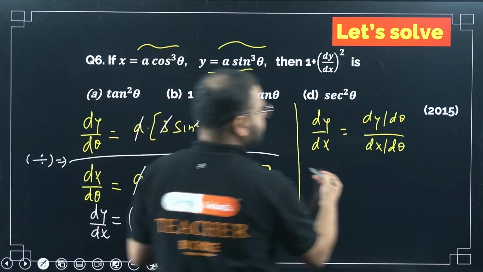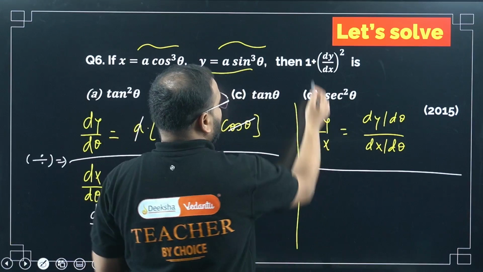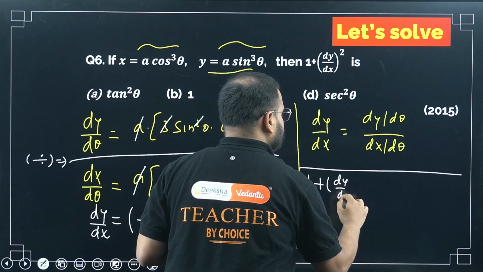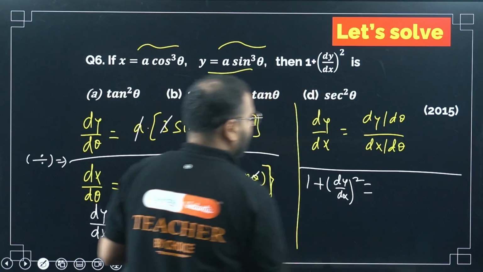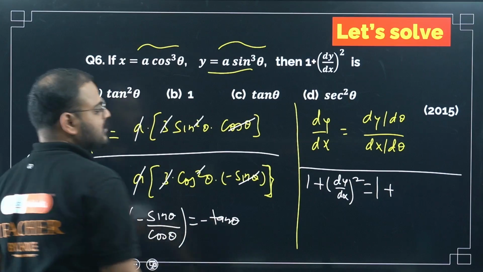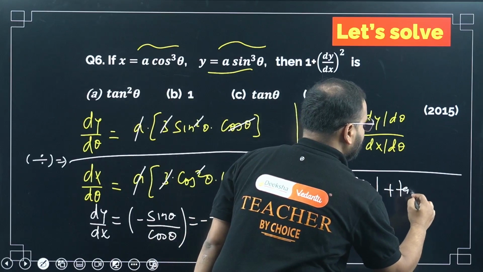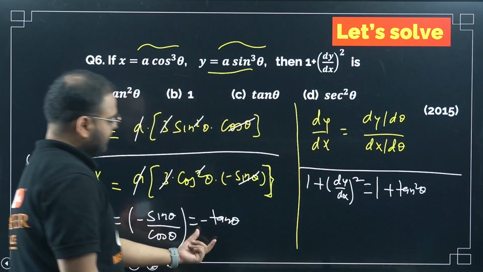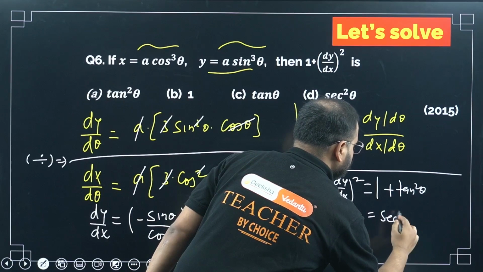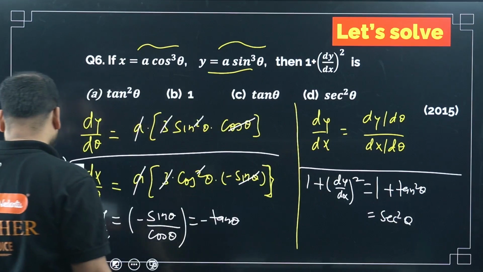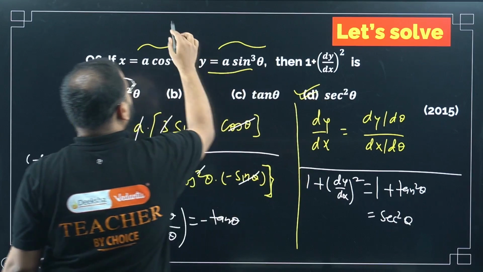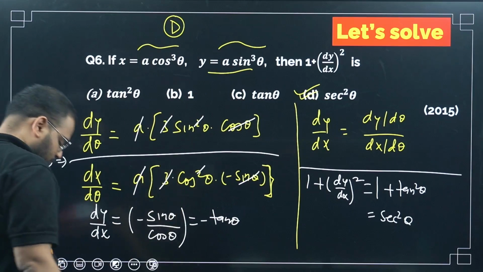If I do that, what am I going to get? Please check. 1 plus dy by dx the whole square. 1 plus, what is dy by dx? Minus tan theta the whole square. Simply plus tan square theta. Please understand this: negative will become positive, tan square theta. How much is that? Secant square theta. Which option? Option D.